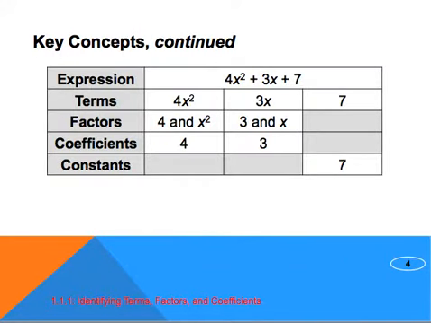So let's look at it in table form. We have the expression 4x squared plus 3x plus 7. And we said terms are separated by plus and minus signs, and we have 3 terms. Factors are things that multiply to get those terms. So 4 and x squared for 4x squared, and then 3 and x for 3x. And then coefficients are the numbers in front of the variables. So 4 is a coefficient and 3 is a coefficient. And then we have constants. The number 7 is a constant.